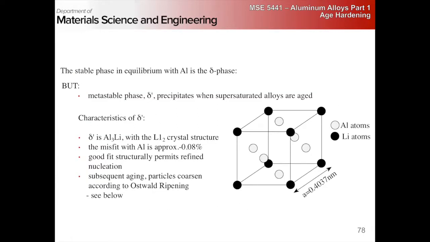But because the misfit of this is so small, is there really a big barrier to overcome to nucleate this? The misfit is 0.08%, so these are going to come together no problem. We're going to nucleate this really easily, and then we can coarsen them, growing them to the peak age state by coarsening.